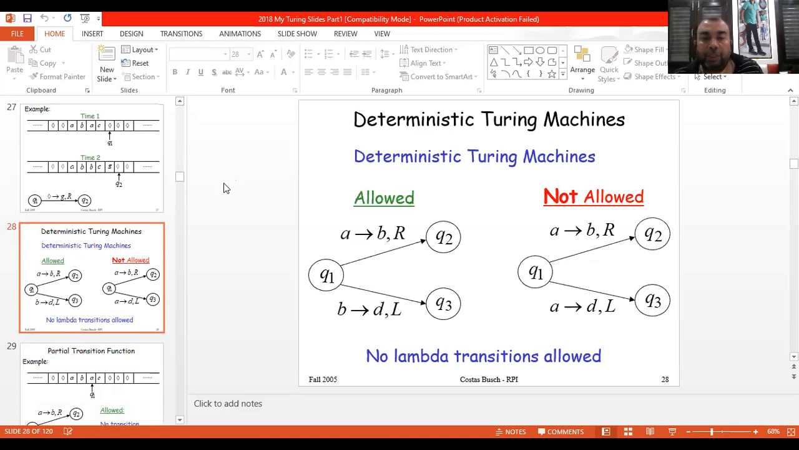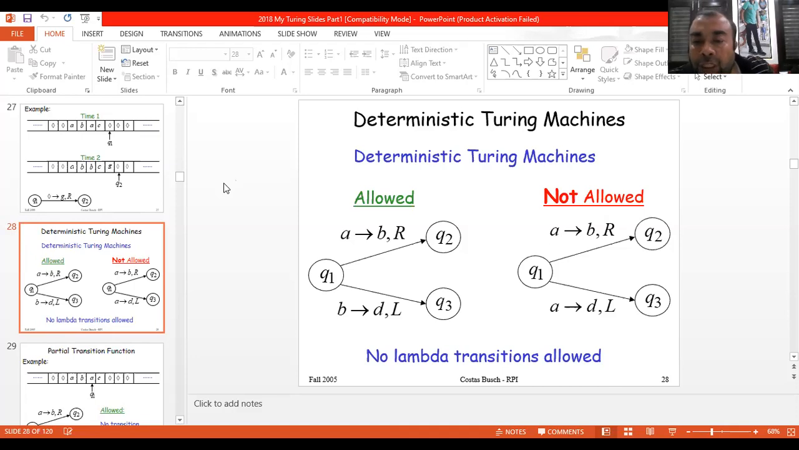Okay. So this type of moves are allowed, which are shown with the help of green color, and not allowed with red color. What it means is that you are in state Q1. If you are reading A from the input tape, and if you are reading B from the input tape, these two can be treated as different transitions and different input symbols. So different transitions are allowed.